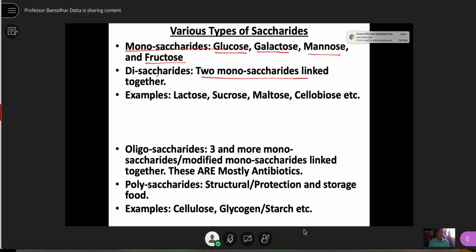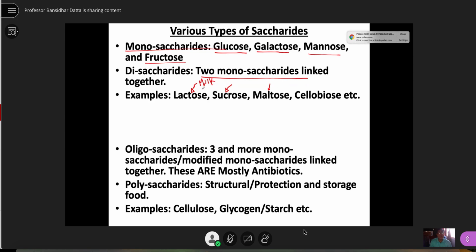Di means two, right? And examples are lactose. Who can tell me where you find lactose? Anyone? Where can you find lactose? Come on. Milk. Yeah, thank you very much. Milk. Any kind of milk. Cow milk, goat milk, mother's milk, any kind of milk has plenty of lactose.